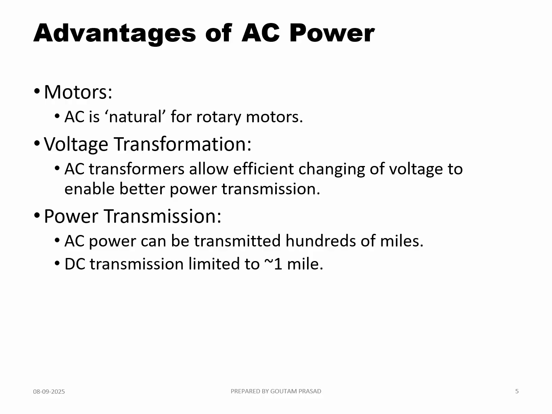And with the help of the transformers, it can be stepped up or stepped down as per the requirements. Power transmission is allowable to hundreds of miles in the case of AC, but it is limited to approximately 1 mile in the case of DC. So DC has limitations of transmission where AC can be transmitted to hundreds of miles.